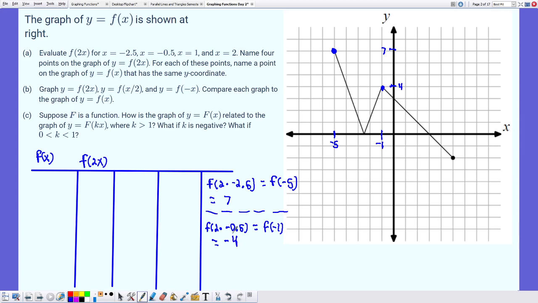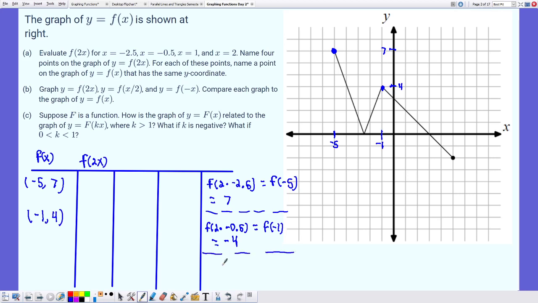And notice we're finding right now these are points on f of x. So let me fill this out as we're going. We have already found that negative 5 has a y value of positive 7, and that negative 1 has a y value of 4. Now let's keep going.